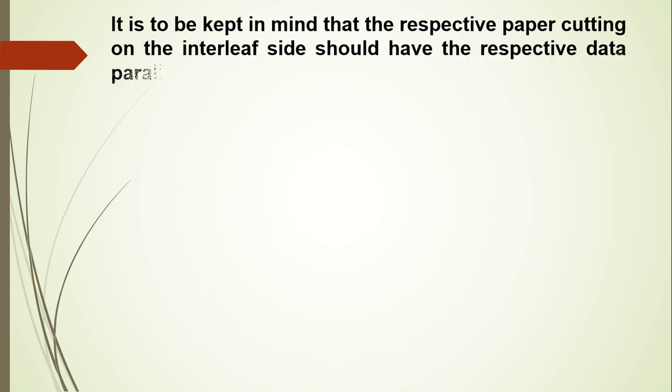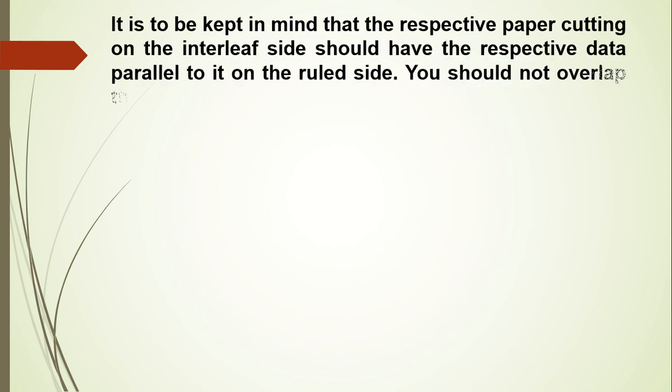So it is to be kept in mind that the respective paper cutting on the interleaf side should have the respective data parallel to it on the ruled side. Suppose you have pasted in the top part of the page on the interleaf side that December 1 paper cutting. Then parallel to that, on the other ruled side, the data of December 1 should be there. You should not overlap the data with the paper cuttings.